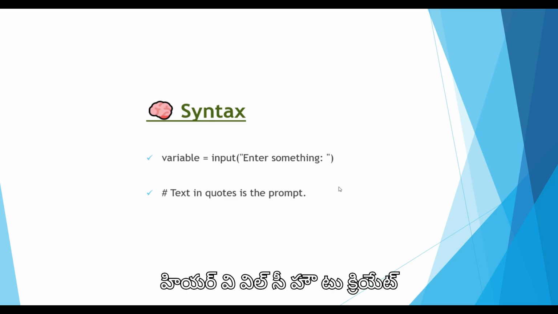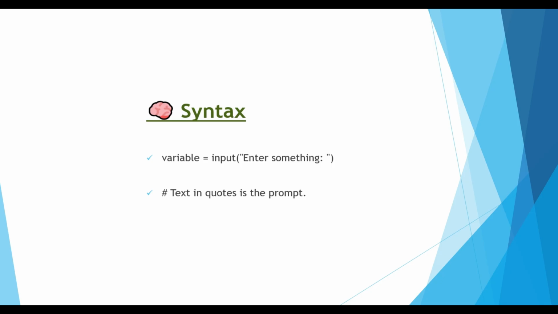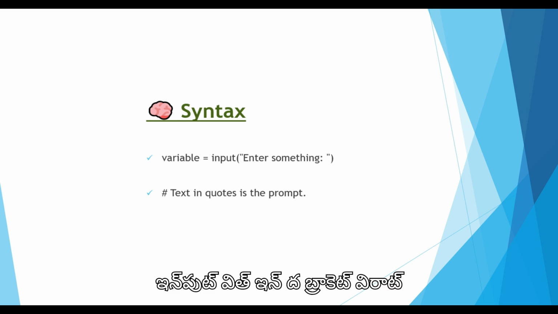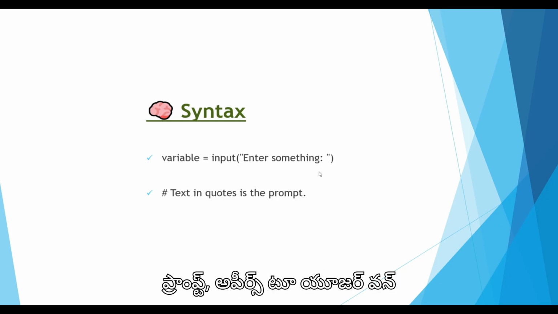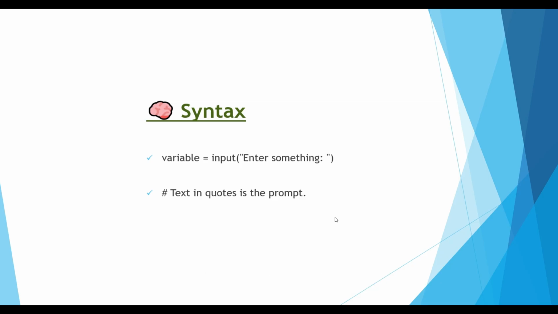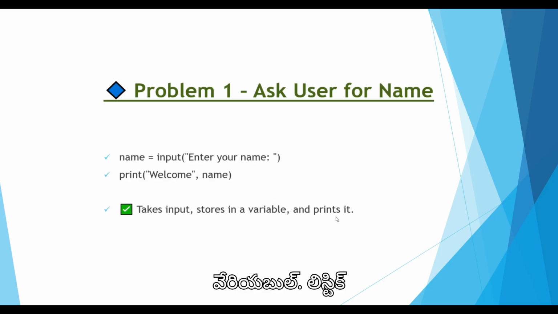Here, we will see how to create a variable using the input function. Here is the basic syntax. We write variable equal to input, within the brackets we write something. The text inside the quotes is a message or prompt that appears to the user. Whatever the user types gets stored in the variable.